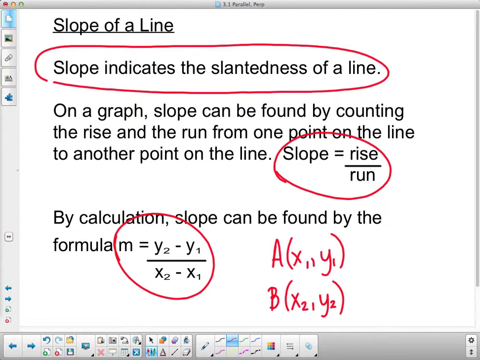So on the board, I'm going to give you a couple of points, and we're going to do a few calculations of slope. Hold on. I'll leave that up there. Okay, let's go with point A as being (10, 4). And point B as (-8, 6). I want you to calculate what the slope is. Calculate the slope.